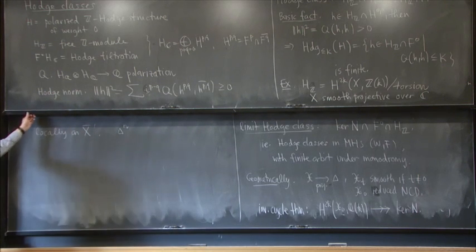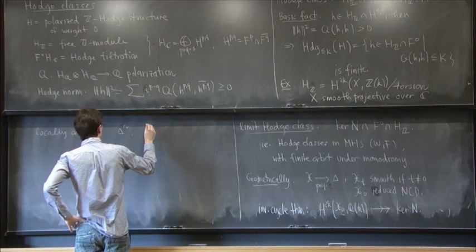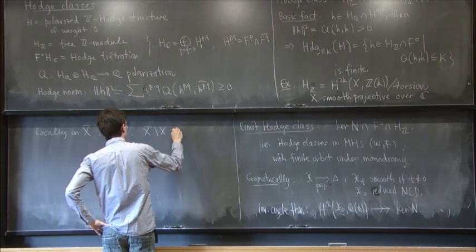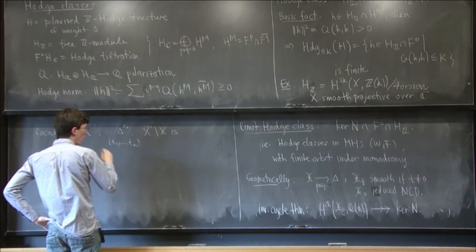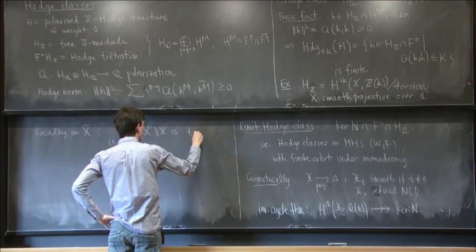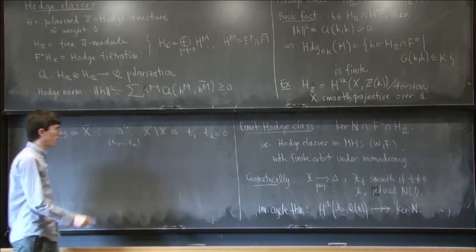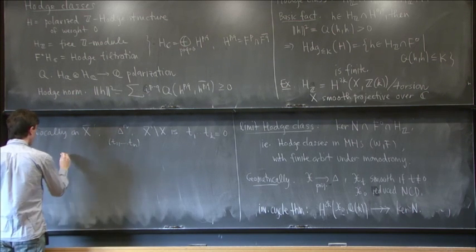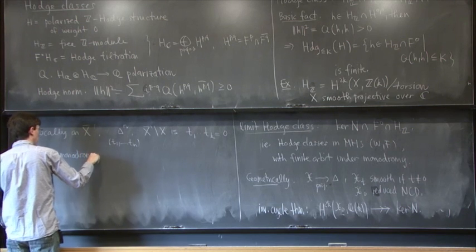I'll have a polydisk, say with some coordinates t1 up to tn, and this is say the divisor given by, I mean the reduced divisor given by this, right? Set theoretically. And the monodromy is quasi-unipotent.